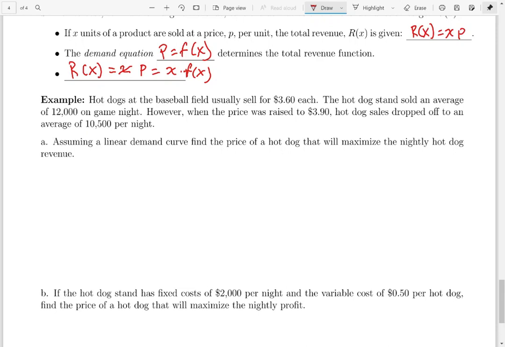Okay, so what are we going to deal with? Well, let's think about the demand equation. And so let's state that P, which is our demand equation, is really going to be related to the price of a hot dog. And then recognizing that X is really the number of hot dogs sold.